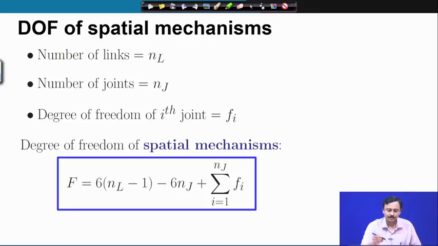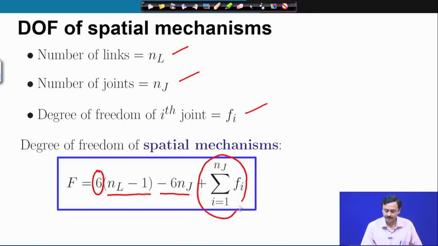So, therefore, for a spatial mechanism, again the definitions remain the same. Number of links is NL, number of joints is Nj, degree of freedom of the ith joint is Fi. NL minus 1 because 1 will be grounded. So, NL minus 1 will be the movable links. Now, we multiply this with 6 because they will individually have 6 degrees of freedom. So, number of movable links times 6 will be the total degrees of freedom, minus the number of joints times 6. Why? We say that each joint or each kinematic pair takes away all the 6 degrees of freedom, but they do not. So, I have added this third term, which is a summation of degrees of freedom of individual joints.